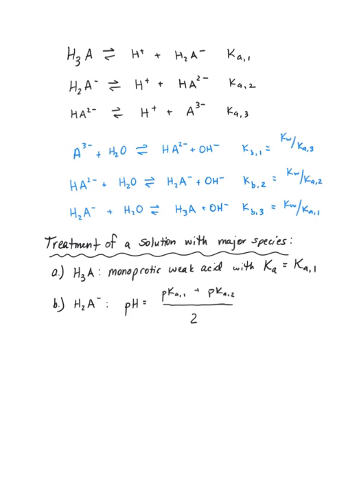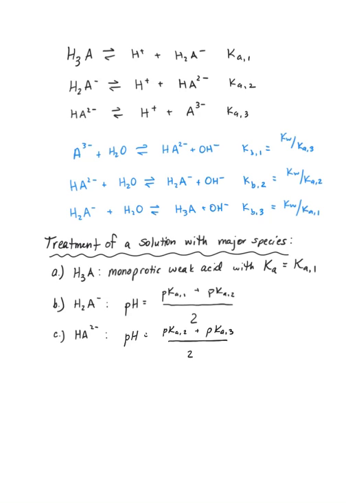And therefore, similarly, if we have a solution whose major species is HA2-, this is another intermediate form of our triprotic acid, but this time the Ka's are bounded by Ka3 and Ka2. So pH can be approximated as pKa2 plus pKa3 divided by 2.